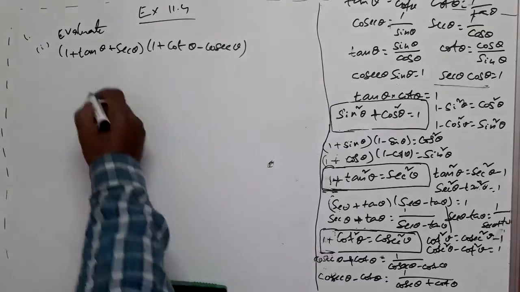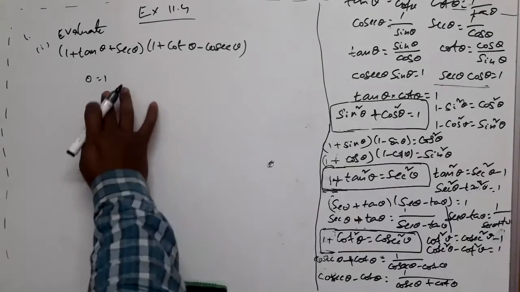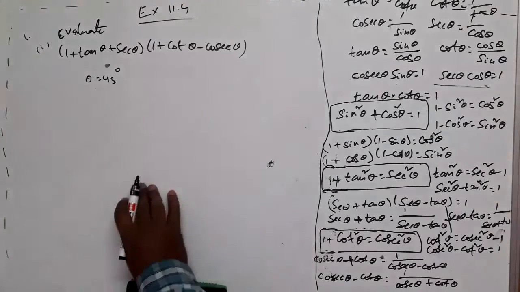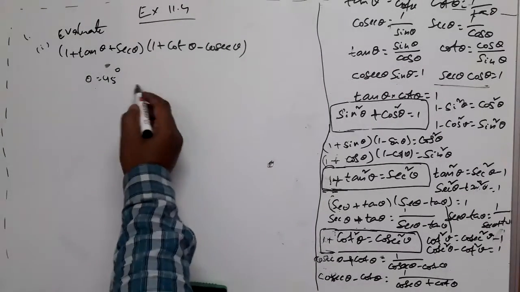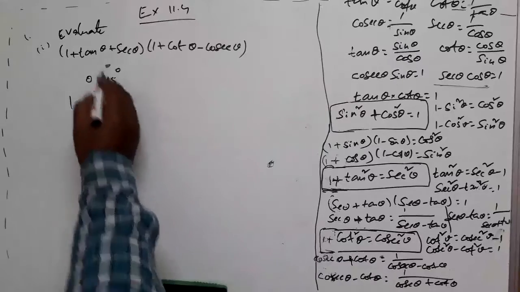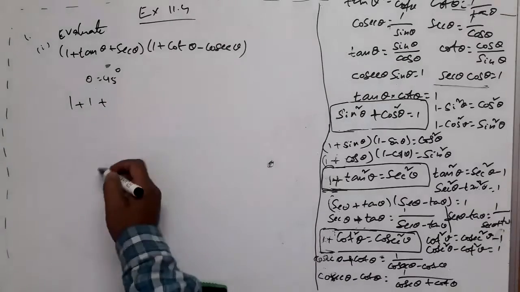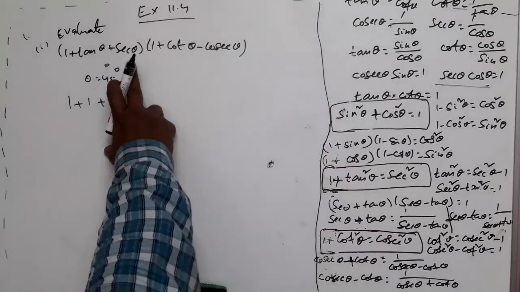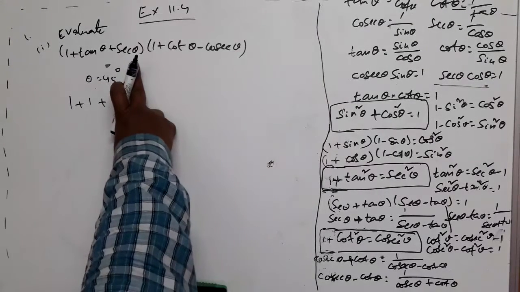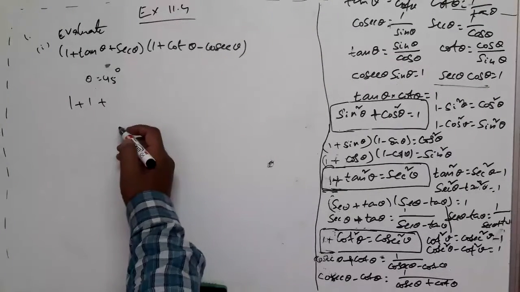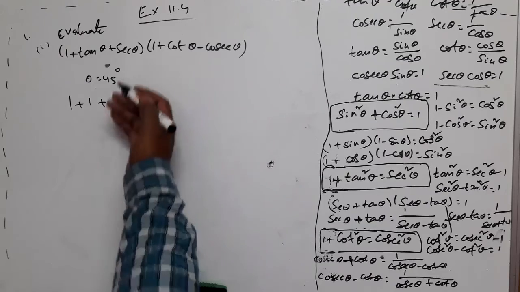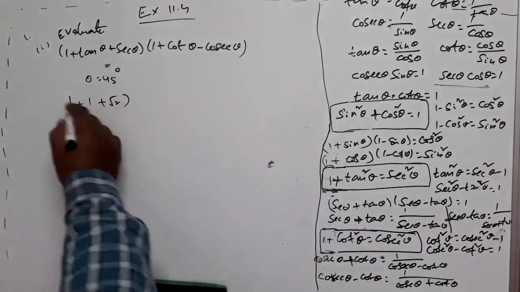Yes, tell me if theta is equal to 45 degrees, or 30 degrees or 0 degrees. If theta is equal to 45 degrees, this expression will be: tan 45 degrees is 1. Secant 45 degrees, secant is the reciprocal of cos, so 1 by cos 45 degrees. Cos 45 degrees you have remembered, that is 1 by root 2. So 1 by 1 by root 2 is root 2.